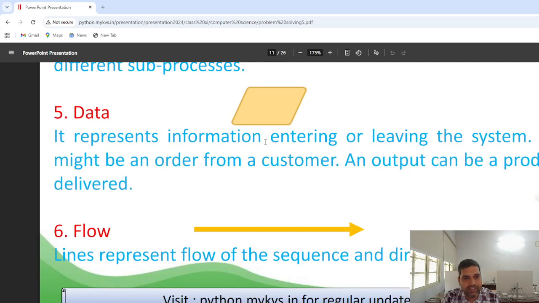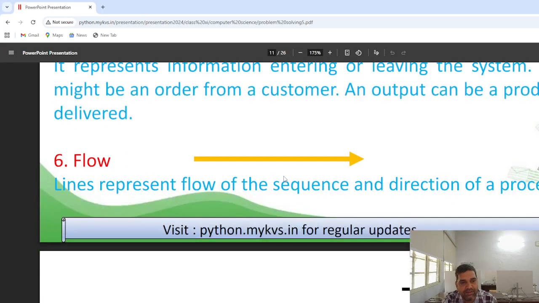Now data, meaning input and output, is represented inside the parallelogram. So it represents the information entering or leaving the system, and input might be an order from a customer and output can be a product to be delivered. So input is what the customer has placed as the order, and output is the product which is delivered to the customer. Flow, this line represents the flow of the sequence and the direction of a process.